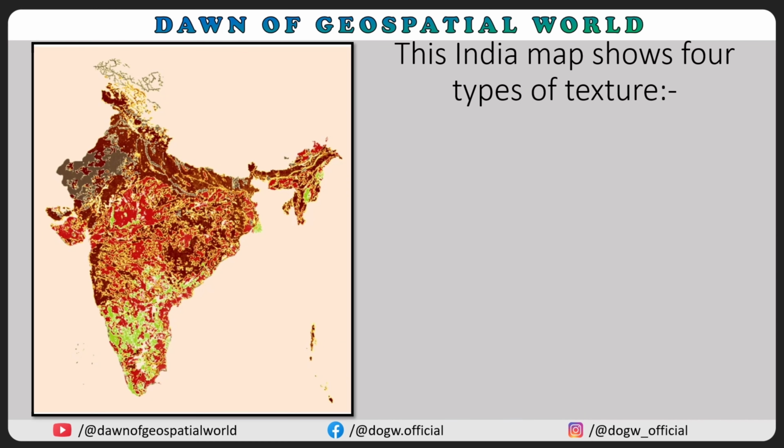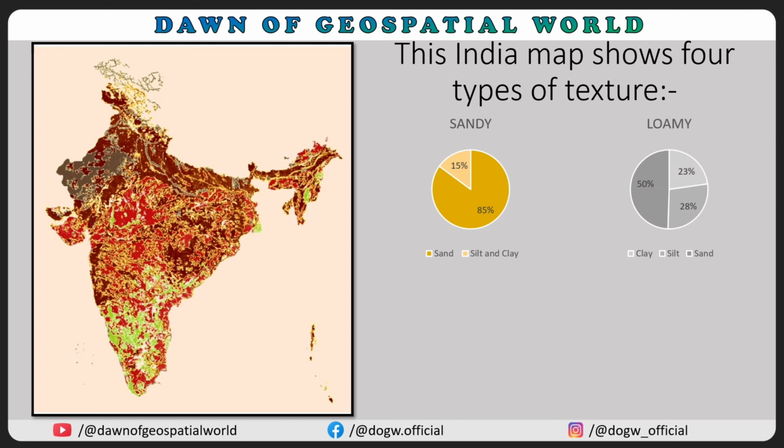This India map shows four types of textures. First one is sandy texture, which consists of 85% of sand and 15% of silt and clay. The next one is loamy texture, which consists of 50% of sand, 28% of silt and 23% of clay.